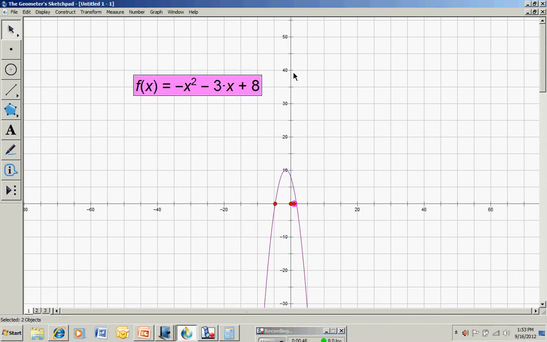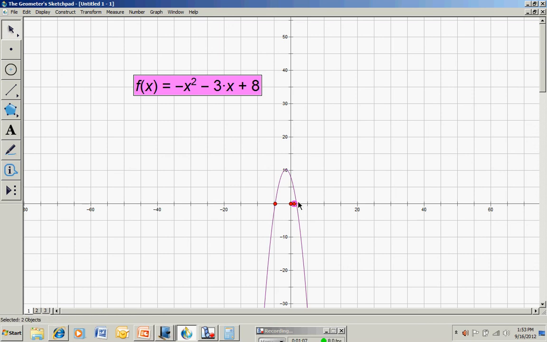Well, if you're given this quadratic equation, y equals negative x squared minus 3x plus 8, you realize that you can't factor it. If we were able to factor, we'd be able to find the roots, the zeros, the x-intercepts of this graph by setting it equal to 0. Since we can't factor it, our next alternative is to look at the graph.